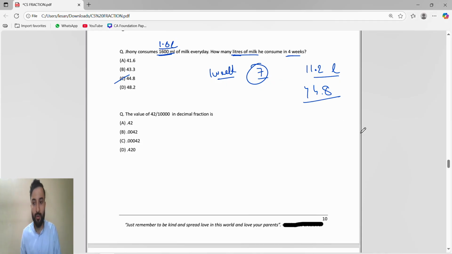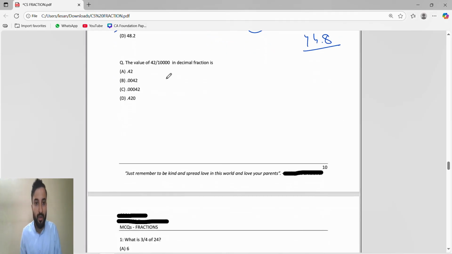44.8 liters. Value of 42 divided by 10,000, decimal. 10,000 means 1, 2, 3, 4. So after 4 digits we have to put the decimal. After 4 digits: 1 digit, 2 digits, and the remaining 2 digits will be substituted with 0. So 0.0042.